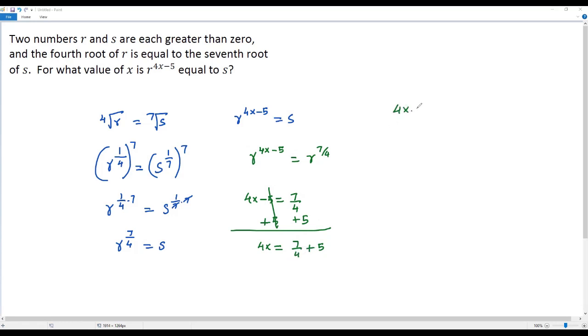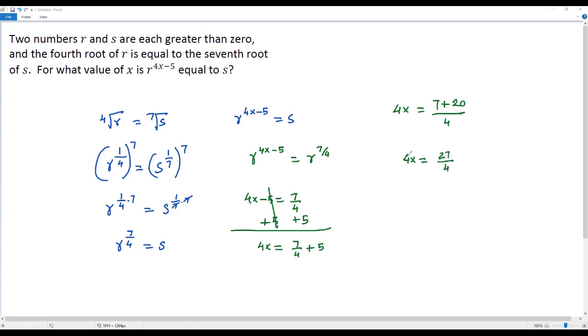That is 4x equals 7 positive, let's multiply this integer 5 by the denominator 4. 5 times 4 is 20. Now we can take this 4 as a common denominator. Okay, then we get 4x equals 7 positive 20 is 27 over 4.